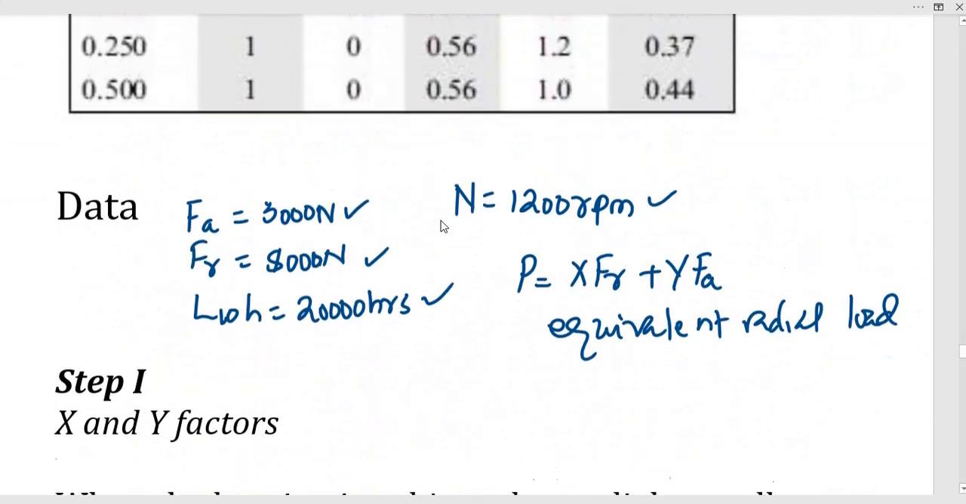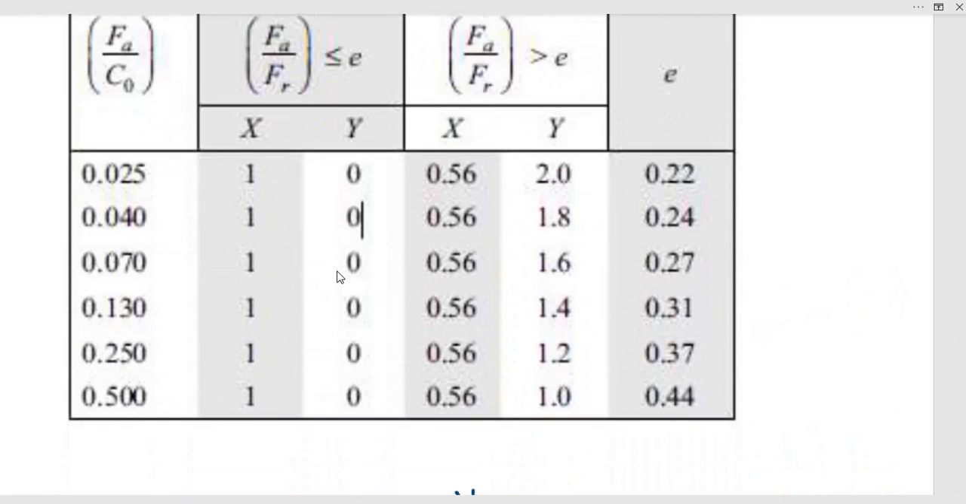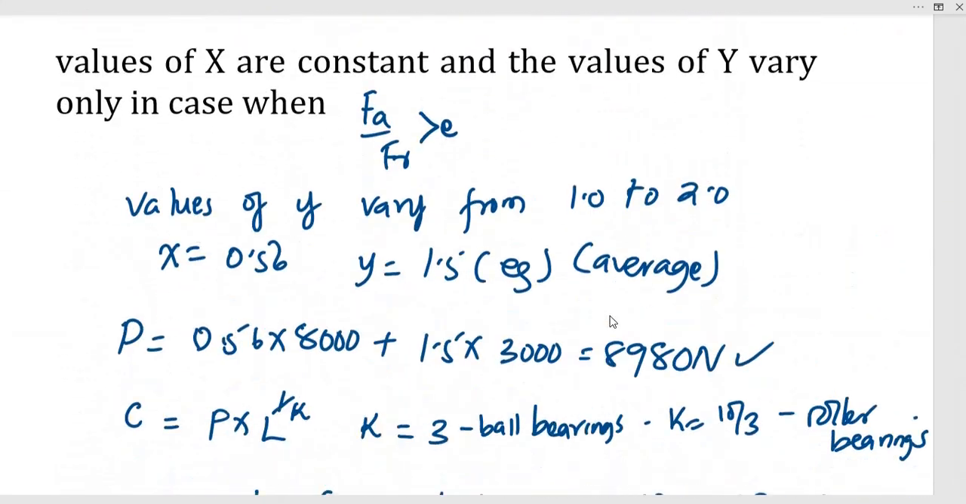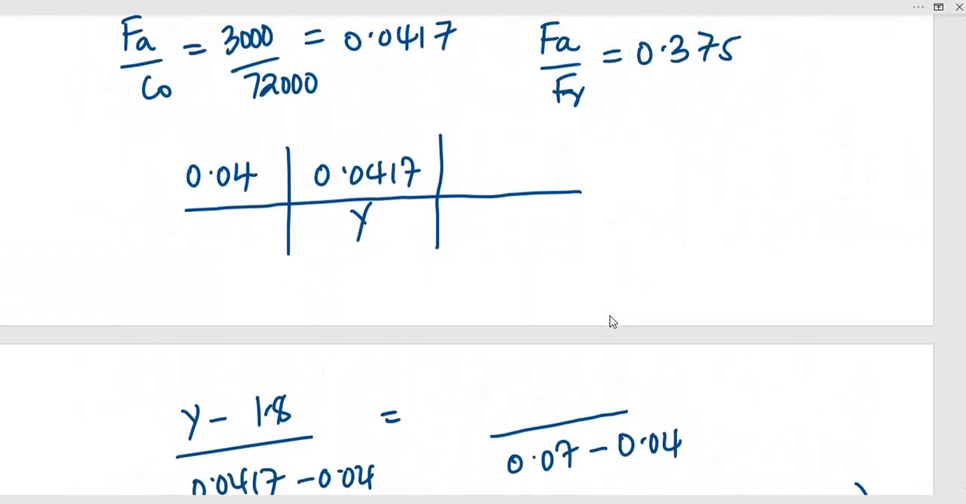So when we go to this table, we find that 0.041 lies between 0.04 and 0.07. So therefore, we need to calculate the value of Y that corresponds to that particular FA out of C naught. So the Y also lies between 1.8 and 1.6. So we use that information to calculate Y using linear interpolation. This is 0.07, this is 1.6.